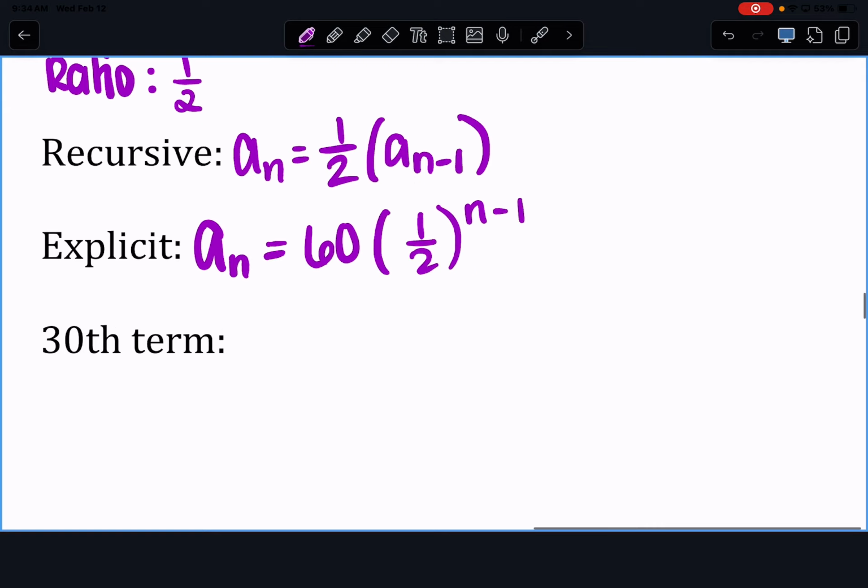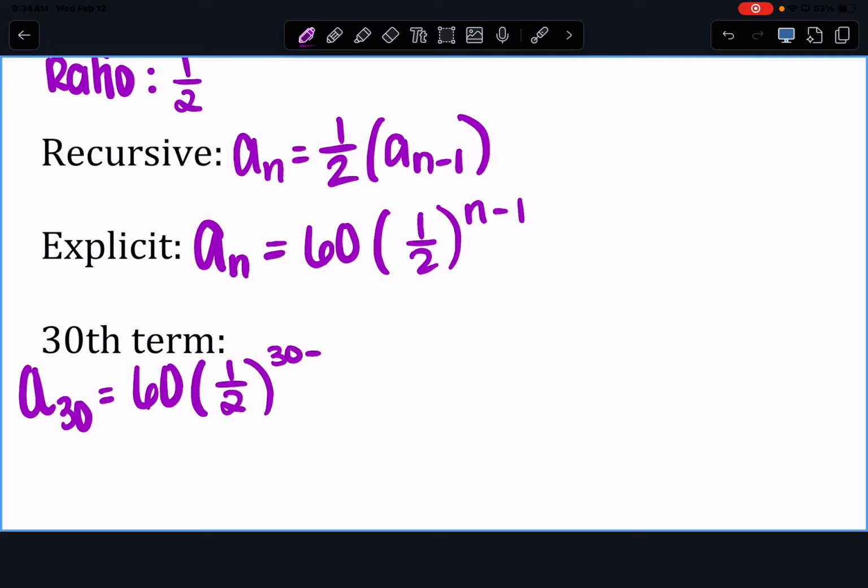Okay, now to the 30th term. a_30 is equal to 60 times 1/2 to the 30 minus 1. Use a calculator to tell me that. Why'd you put 30? Because we are doing the 30th term. So if we're not given a specific term to find, we just leave it as n. But if it tells us to find a specific term, that's when we plug it in. n just means any number.